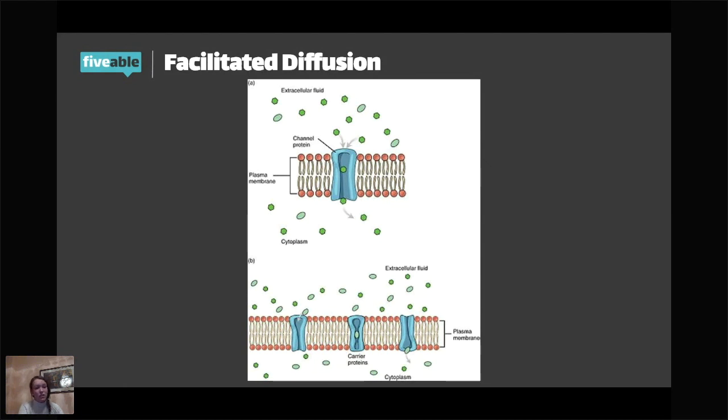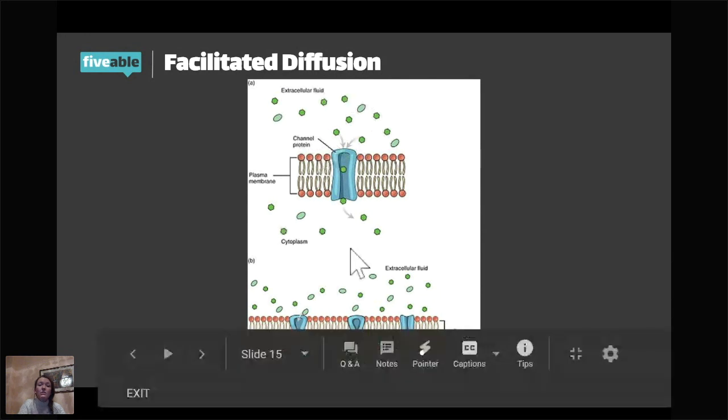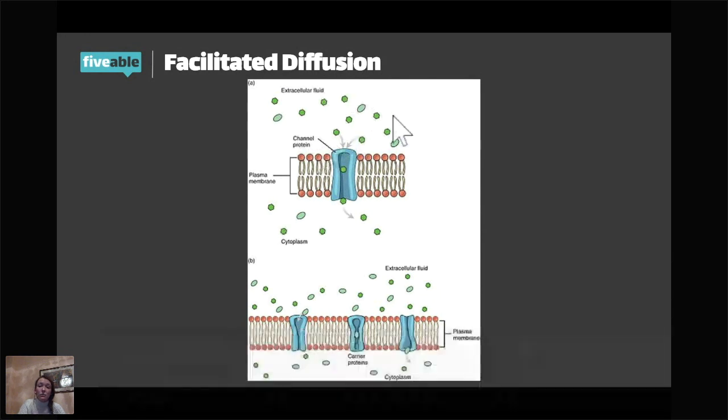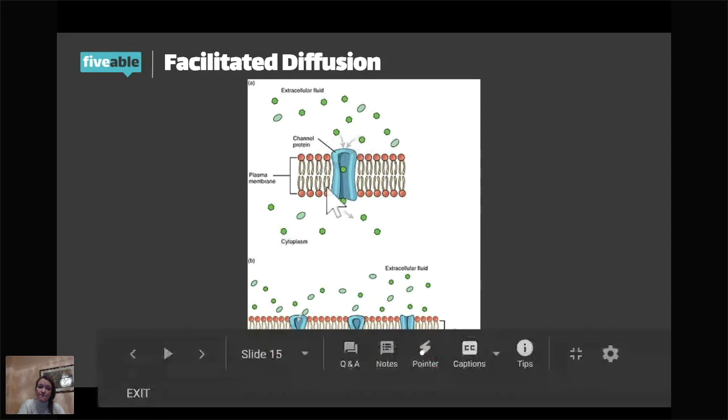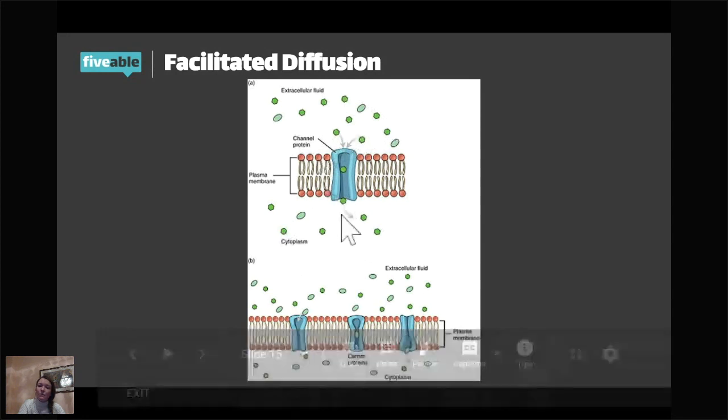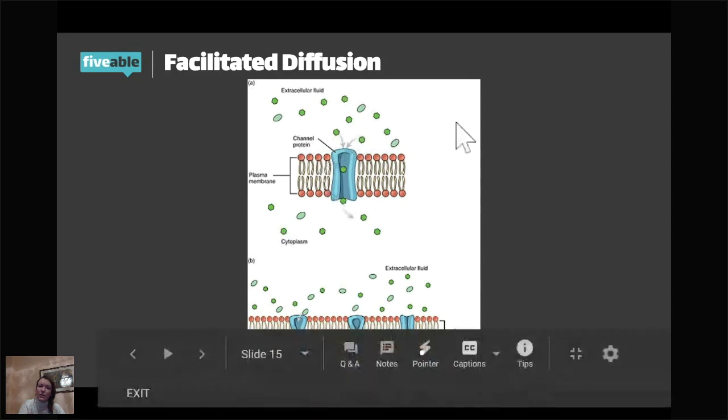But anything that has a charge or is polar, like water, is going to use a transport protein. You will notice that we are still moving with the concentration gradient. So out here, we have a higher concentration of molecules. In here, we have a lower concentration of molecules. So we're moving molecules from high to low, as you can see. And this is still using no energy, as a reminder.